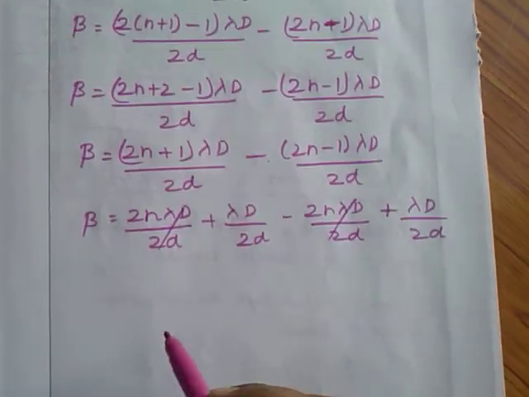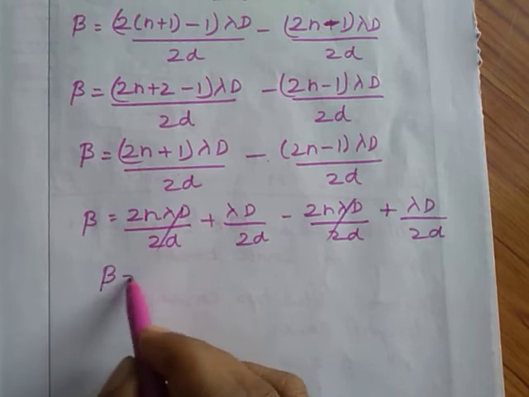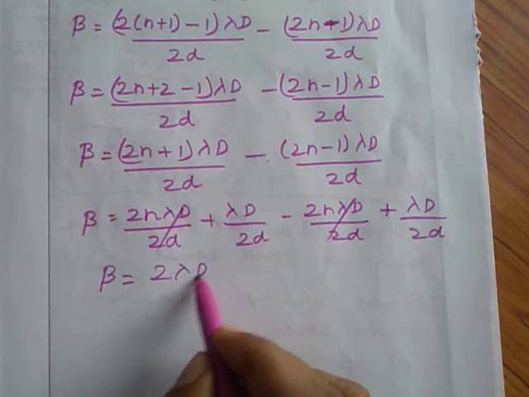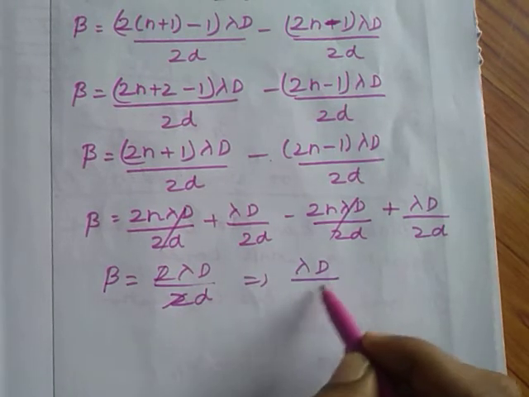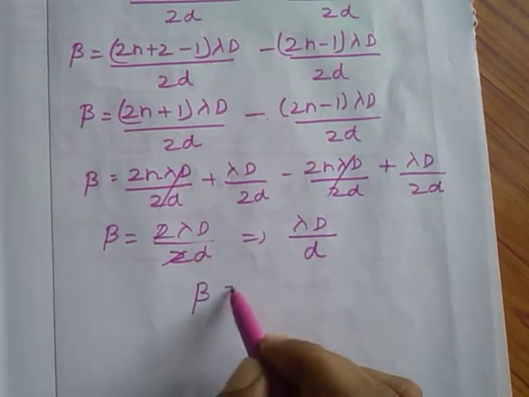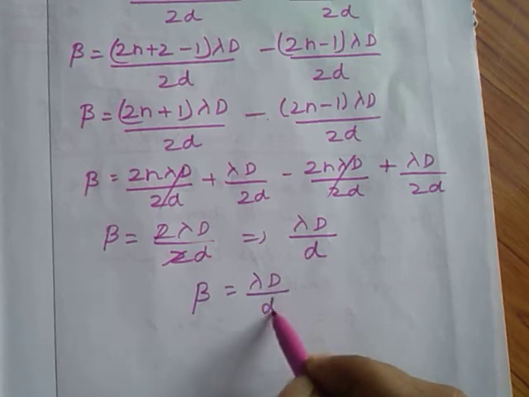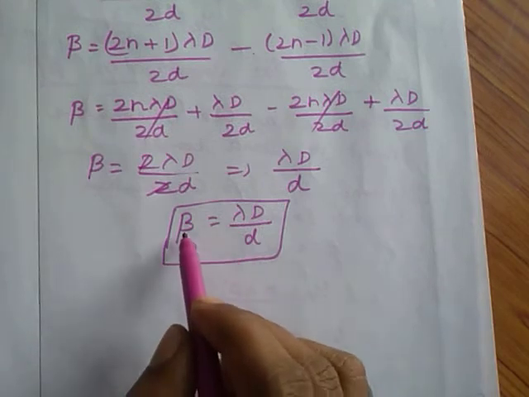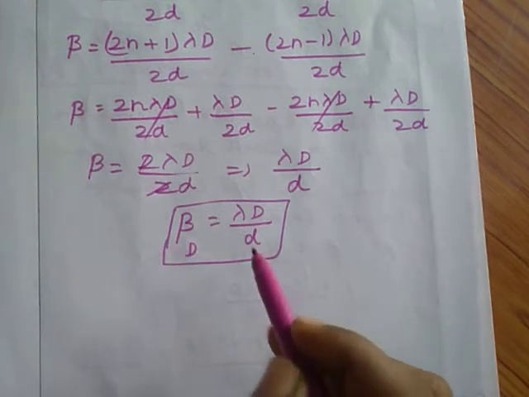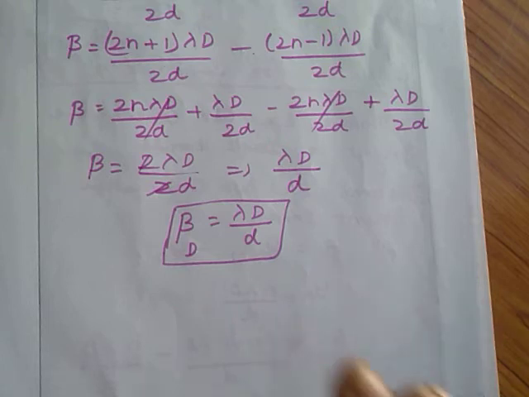These two are going to cancel. Then we get beta is equal to 2 lambda D by 2d. Here the 2 is going to cancel, and we get lambda D by d. Beta is equal to lambda D by d. Here it is for dark. Then we get beta for bright and beta for dark will be the same. This shows the width of the bands in the interference pattern will be the same, equally spaced on either side of the central maxima.